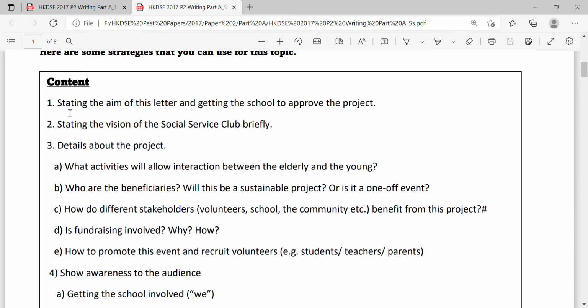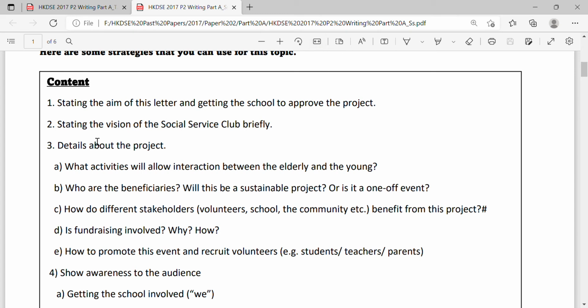All right, number one, stating the aim of this letter in the very first paragraph. You're writing to the principal. You do not have to start with how are you. This is a formal request. You are writing on behalf of the social service group club because you're the chairperson. So you can simply start by saying, I'm writing to request for something. Okay, so you start with I'm writing. State the purpose of this letter.